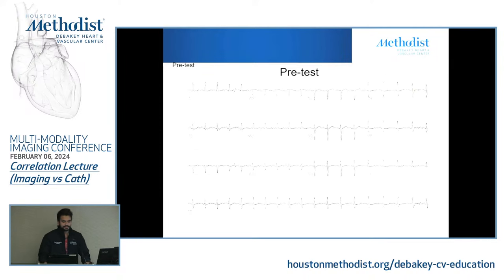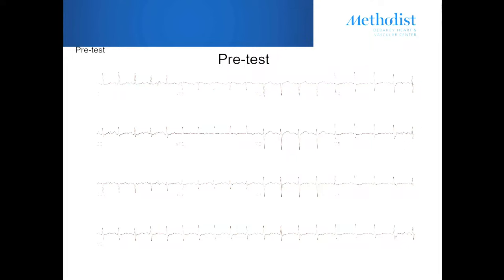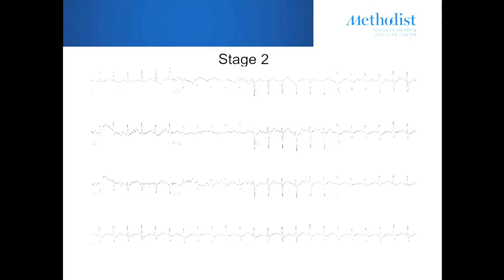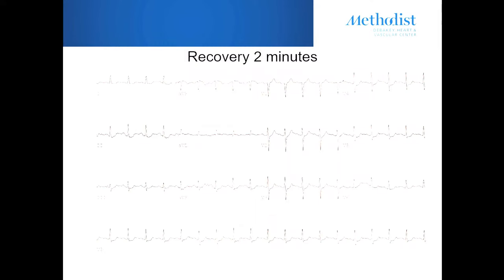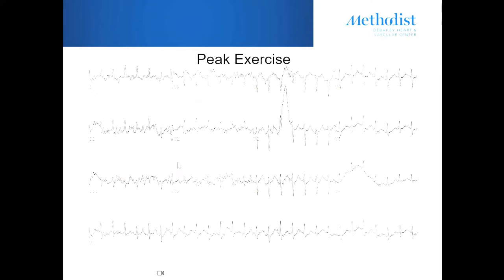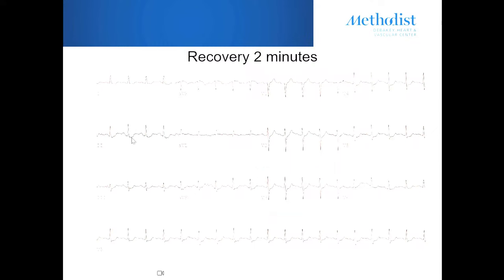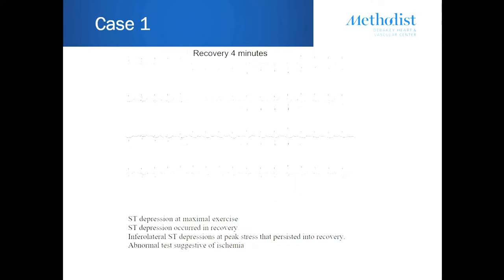And then these are the EKGs. Pre-test, you see some non-specific ST-T changes, but otherwise not that bad. Stage two and peak exercise are very noisy, but again, nothing overt. At 2 minutes of recovery, he starts to get ST depressions, specifically in lead II, and they go all the way up in the precordial leads to V5. They persist at even 4 minutes, and at 4 minutes they aren't classic, but they just don't go away.